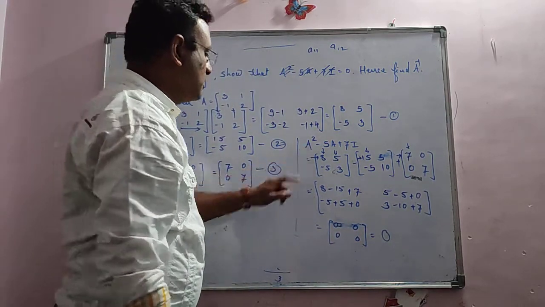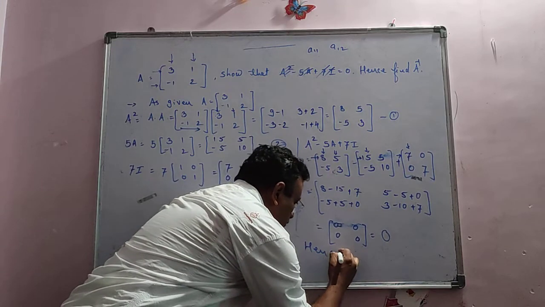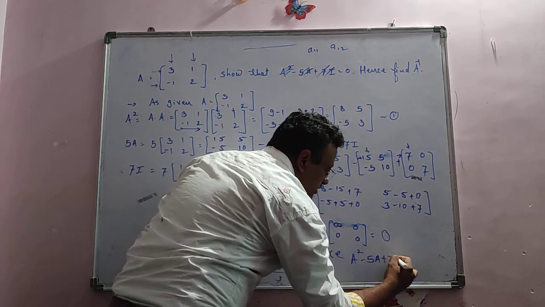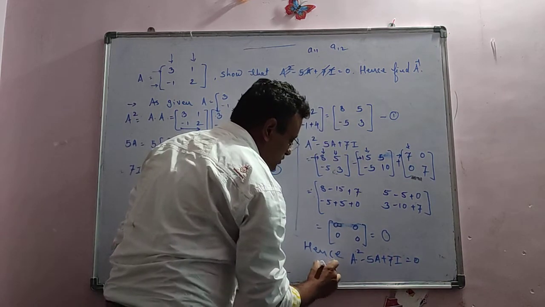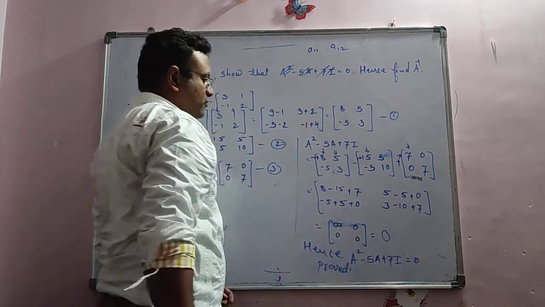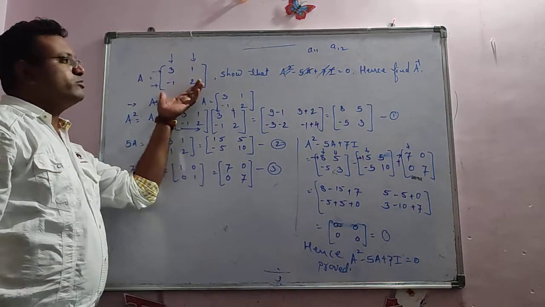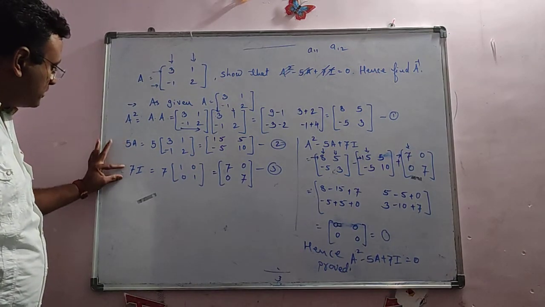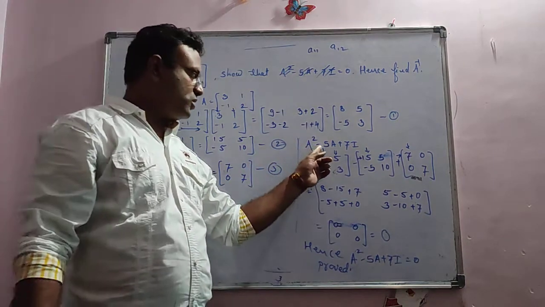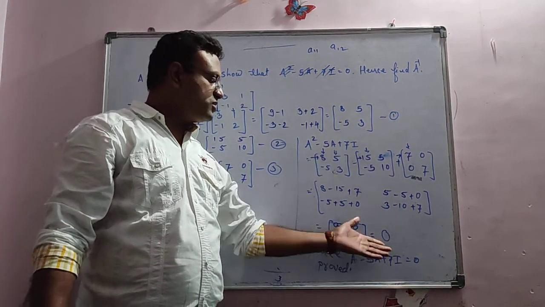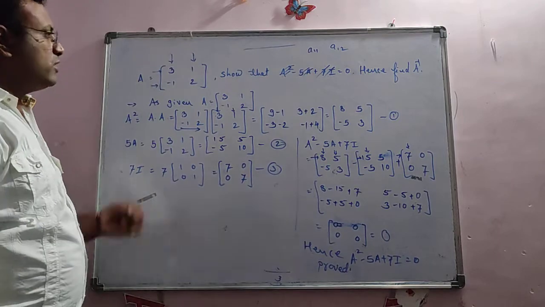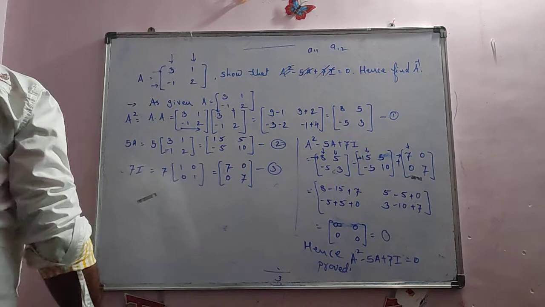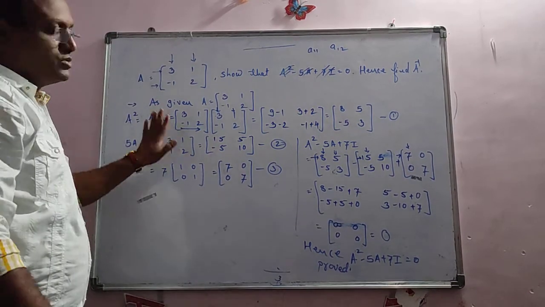Hence, what we have proved: A square minus 5A plus 7I is equal to 0. A 2 by 2 matrix was given, and we first found A square, 5A and 7I, and it was asked to find the value of this, which is 0, and this we have verified. Now our second job is to find the inverse of the given matrix. I will drop this.